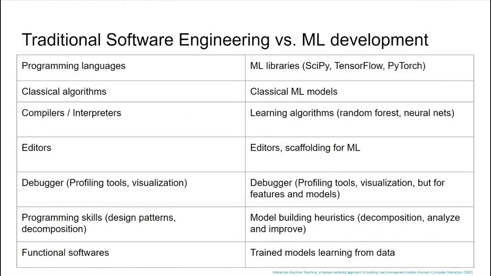And to be more general, we can further find mappings between traditional software engineering and machine learning development. For example, programming languages in traditional software engineering correspond with machine learning libraries. Compilers or interpreters in general purpose programming correspond with learning algorithms in machine learning. And the output of traditional software engineering is functional software, which corresponds with trained models learning from data in machine learning. So in this sense, researchers can emulate the design of assistive tools for general purpose programming to promote tools that can help machine learning development.